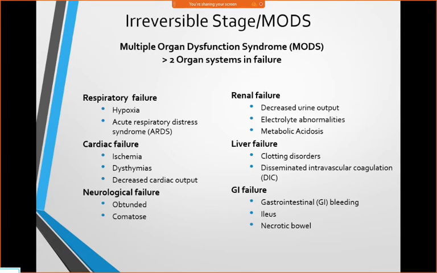So this is, I should put this slide at the very end, but I'm going to add this slide. This would be for the irreversible stage. I'm just going to add this, and you can move it if you want. I can't spell. Stage management.